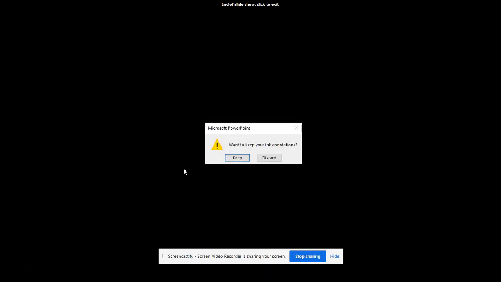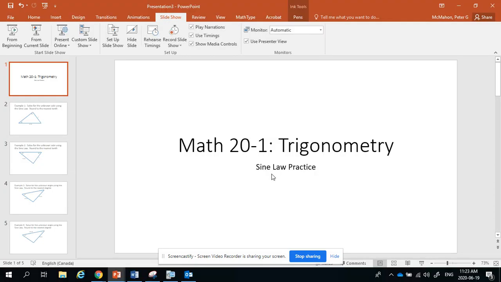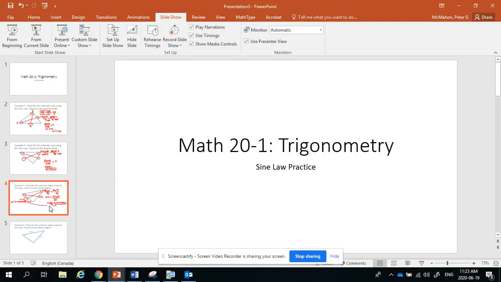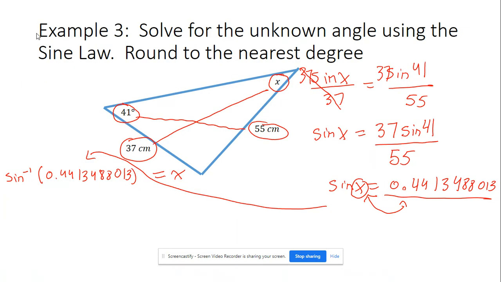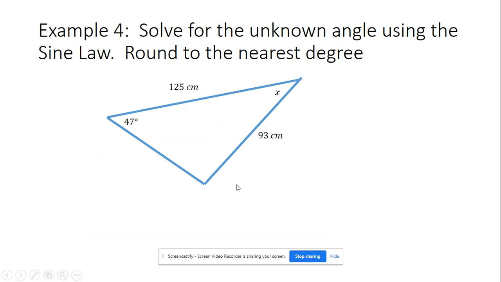So I'm going to sine inverse. All right, so we have sine inverse of that long decimal, and we get 26 degrees. So that means x equals 26.18997167. We're just going to round this to the nearest degree, so the nearest whole number is 26 degrees. All right, so that's how that works.